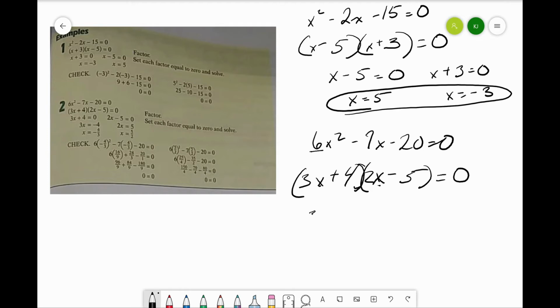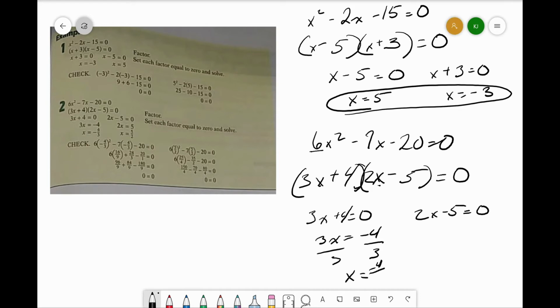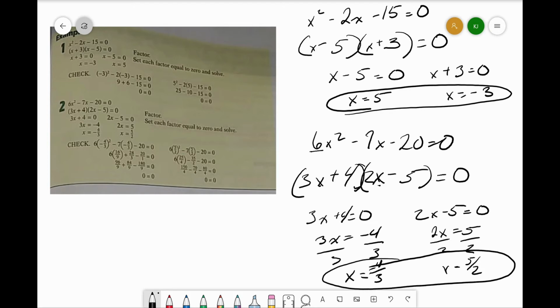So then we're going to factor them. 3x plus 4 equals 0, and 2x minus 5 equals 0. Now we're going to subtract 4 from both sides, which gets us 3x equals negative 4, and then divide both sides by 3. So x is going to equal negative 4 over 3. Then we do the same thing over here. 2x equals 5 as we added 5 to both sides. Divide both sides by 2, and x equals 5 over 2. And then we have our answers.